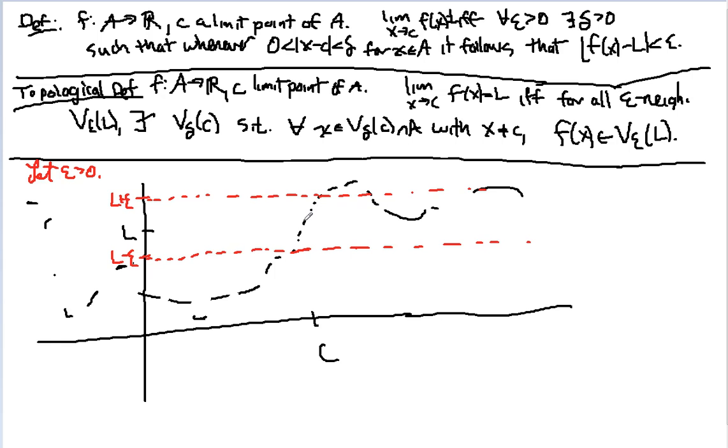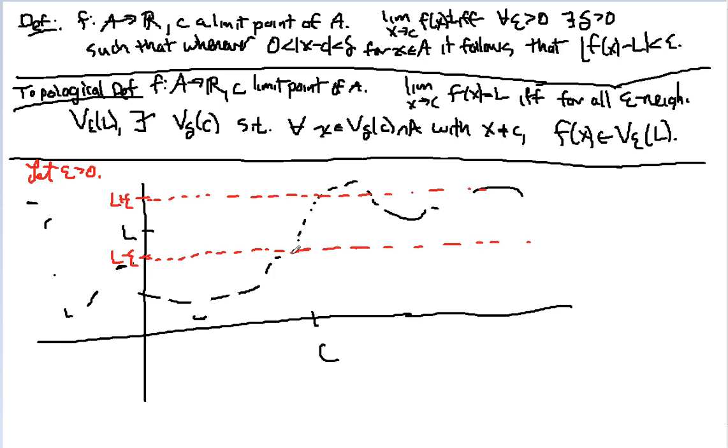So given this, I need to make sure that as long as I'm close to c, I'm between these two red lines. Sometimes I'm outside, sometimes I'm not outside of the red lines, but as long as I'm close to c, I need to be within the red lines. Specifically, I need to say how close I need to be to c, which is going to be my delta, to guarantee that I'm within those lines. So here's our hero of the day, delta.